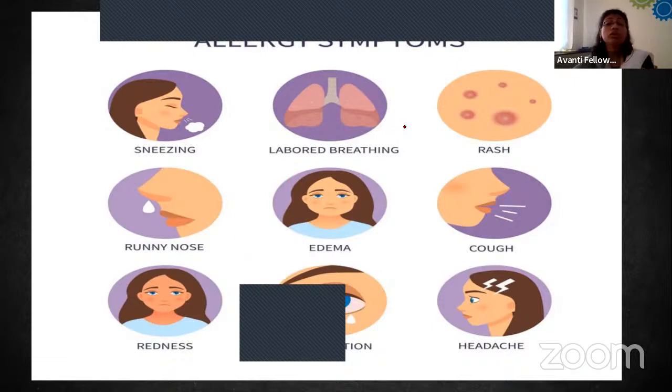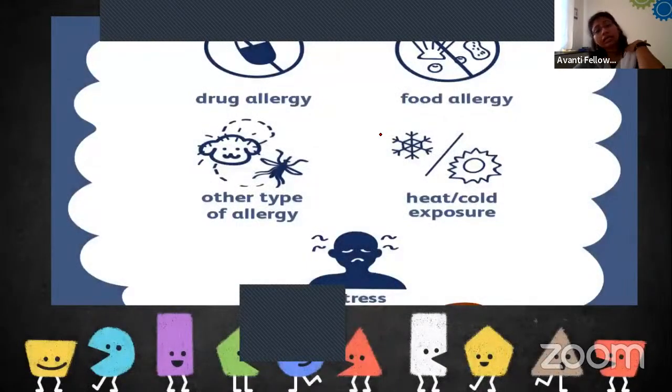Sometimes the allergic response is so severe that it can become fatal. It leads to fever, high fever, and also causes blocking or heavy breathing. So allergy can be from anything. There can be drug allergy, there is food allergy. Heat and cold exposure also generates allergy, and there are allergies from pets, insects, dust, and stress as well.